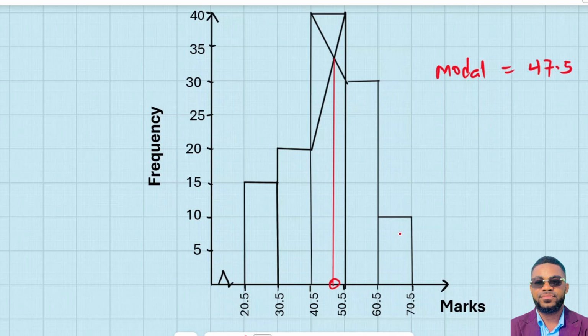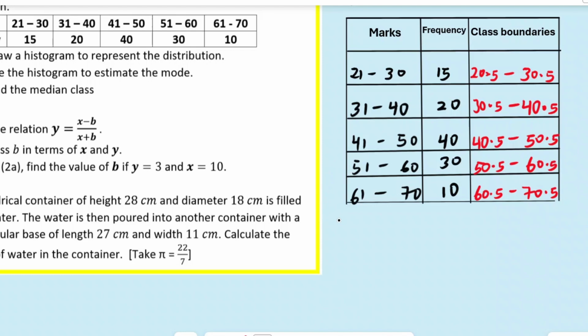So that is it. Let's go back to our next page to talk about the median, how to find the median. You see, for the median, we cannot use the graph to get it. So you have to go back to the frequency distribution table to find the median. I hope you've understood how to get the histogram. Let's get the question 1A. That's this question. And the question is find the median class.